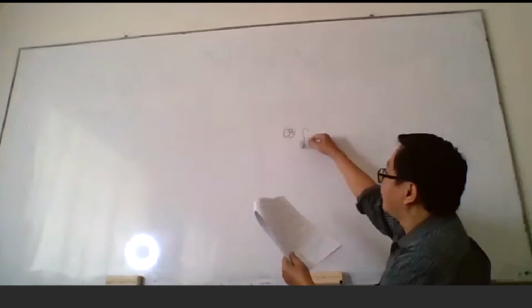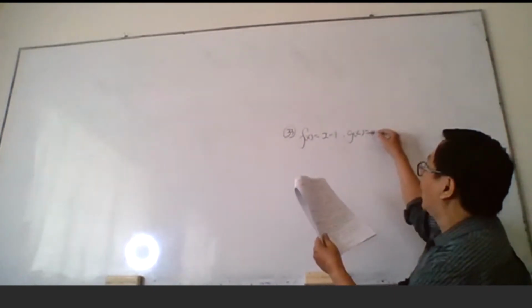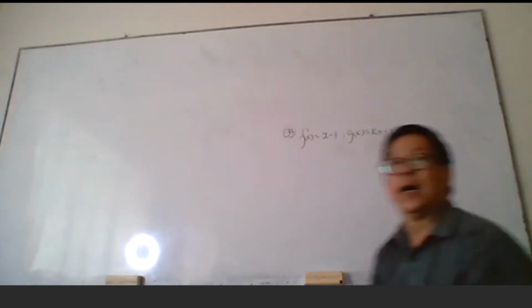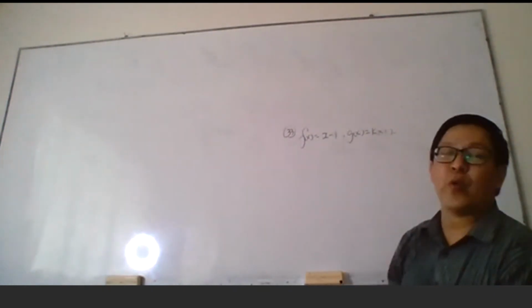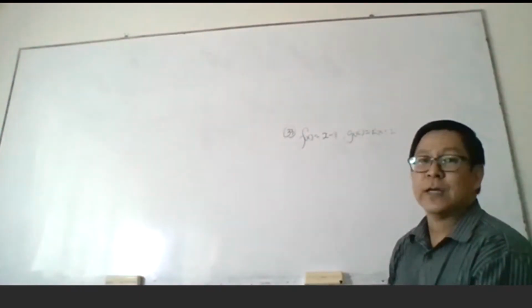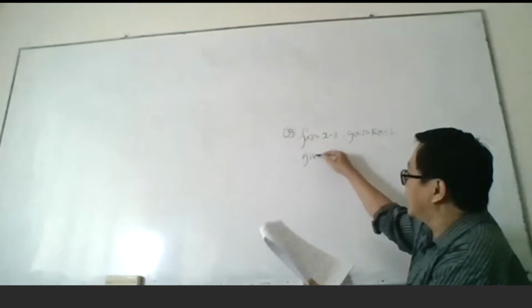So 33, we've got a function f(x) = x - 1, and g(x) will be kx + 2. Over the years, I can say that students are very weak in composite functions, so I will tell you this before we start another chapter.